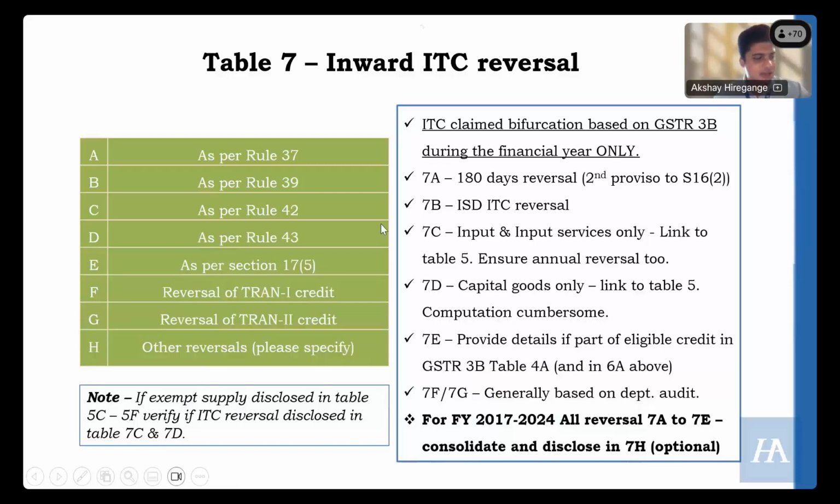ITC reversal, we have rule 37, 180 days. 37A, if you see, is not listed in table 7 specifically, but there is always table 7H, which is other reversals. 39 is with respect to ISD reversal. 42 is input and input services related ITC reversal, which is used for exempt supply or non-business activity.